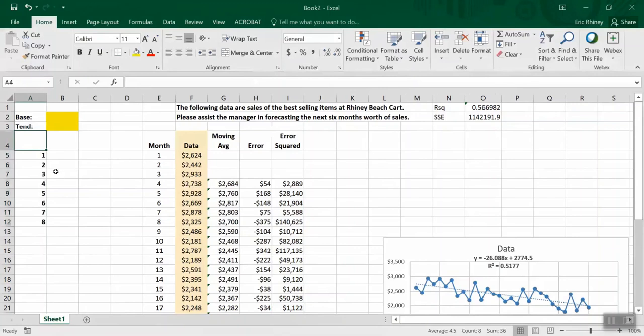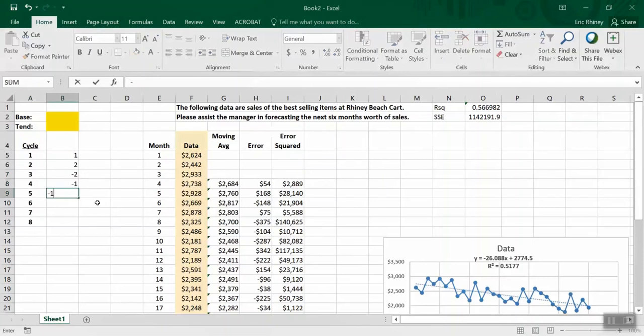All right, now I'll just call this cycle. Right now we don't have any data points, so we're just going to start with anything. It doesn't matter what you start with. So I'm just going to put in 1, 2, negative 2, negative 1. It doesn't matter what you put in. Negative 1, 2, 1, 2. All right.